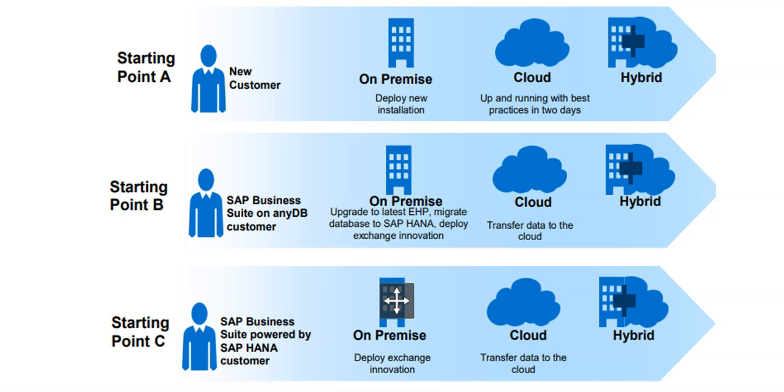Or the third scenario is you are using the business suite powered by SAP HANA. You just need to make sure that on premise you deploy your Exchange innovation services, and then transfer your data to the cloud and run it in hybrid mode or completely move to the cloud. It's then up to you. While you are doing so, you need to make sure that your business processes are covered and still up and running. You cannot have an interruption on your daily business while doing this migration.